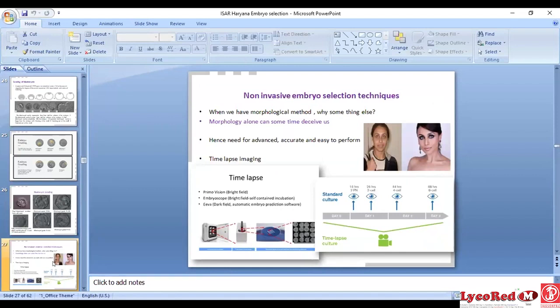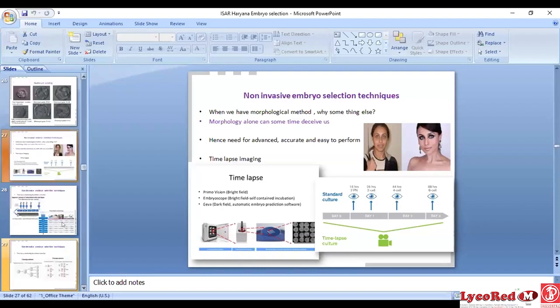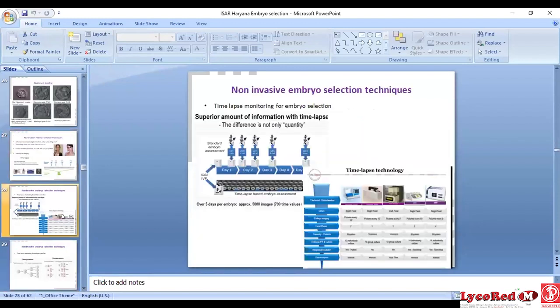Now, when time lapse has come into the picture, it also has many advantages as well as a little pros and cons both. And there are three kinds of commercially available time lapse systems in the market. With that, it is useful to grade the embryos. The main advantage of time lapse is constant monitoring of the developing embryo with the camera. So there is no disturbance. Here we can see the pattern of the cleavage.